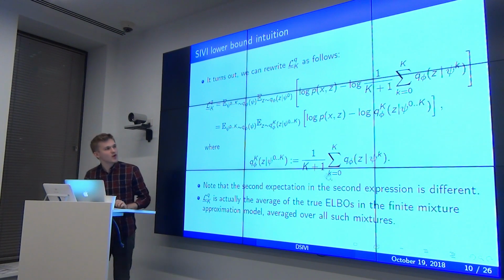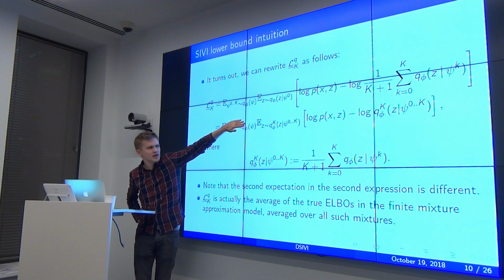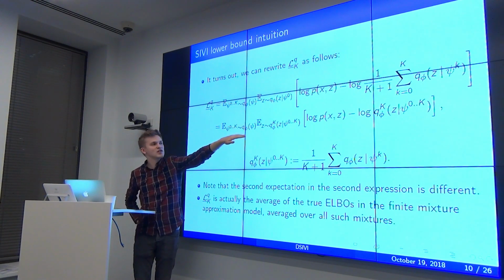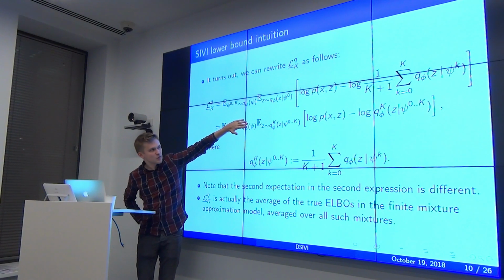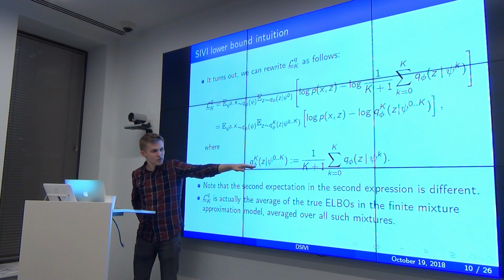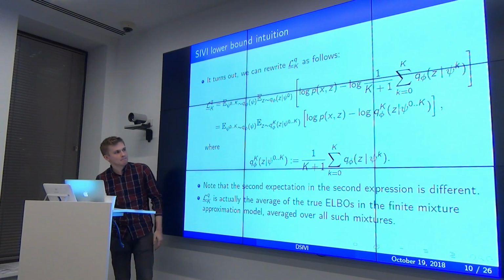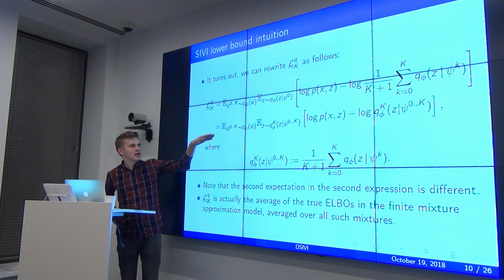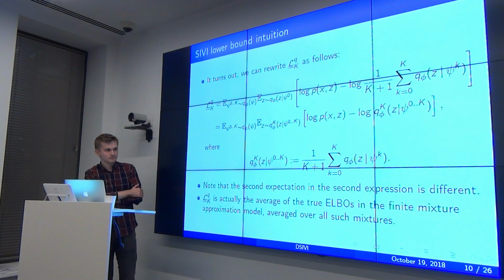So if we look closer at this expression, we may see that the second expectation only is actually ELBO with a different posterior family. If we have some fixed psi 0 to psi k, our approximation is actually a mixture, and this term is exactly the ELBO for such an approximation family. And in the end, this lower bound is actually an expectation over all such mixtures of the ELBO for a finite mixture model. That's a fun fact, actually.